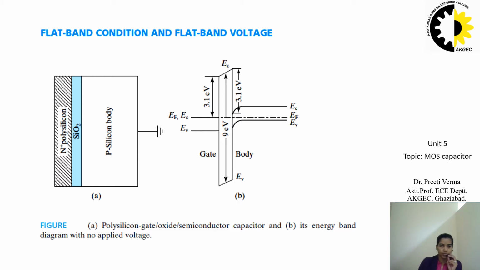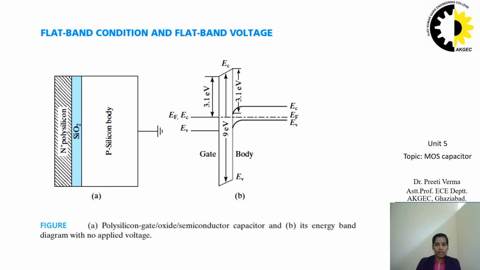So first, what is the flat band condition? A flat band is a condition where the energy bands Ec and Ev of the substrate are flat at the Si-SiO2 interface. This condition is achieved by applying a negative voltage to the gate, thus raising the band diagram on the left hand side.